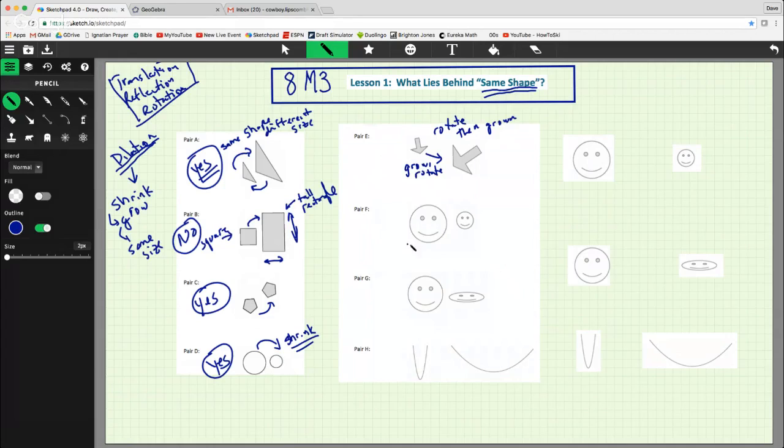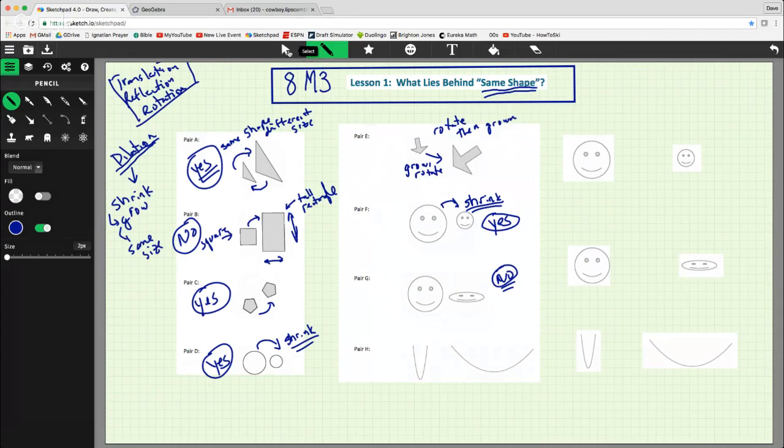Now pair F, this is a smiley face. This isn't a traditional shape, but yeah, this is a shrink. Now watch, I'm going to show you something here in a second that's going to help you see the difference between F and G. So F and G, this looks kind of the same, but it's not a dilation because you grew it, you squished it in one direction, but not in both.